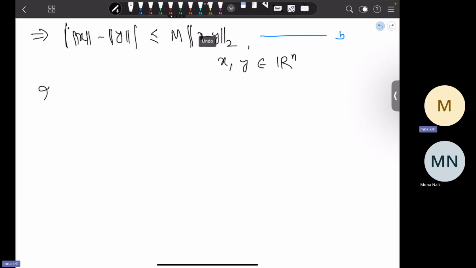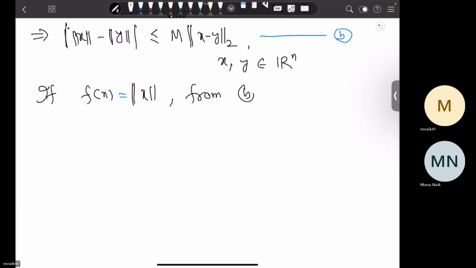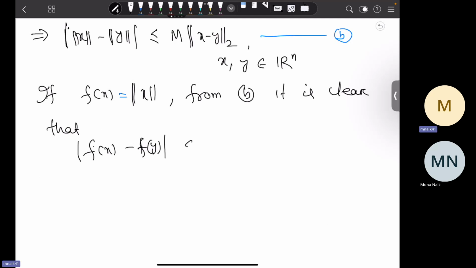So if f(x) is really norm of x, from B it is clear that the modulus of f(x) minus f(y) is less than or equal to M times the L2 norm of x minus y. Call it C. So C says that this function f(x) equal to norm of x is continuous in the usual topology. We have seen that norm of x is continuous with respect to the topology induced by the norm initially. Now I am saying that if you take any norm on Rn, it is continuous with the usual topology.